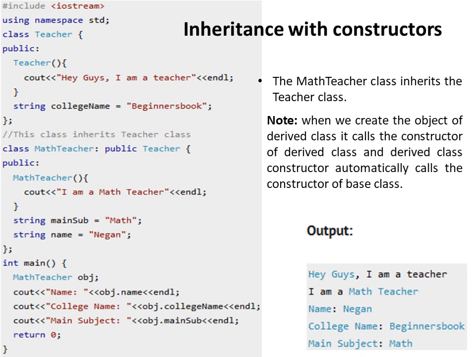We very well know that a constructor is automatically called when we create an object of the class. It is important to note here that when we create the object of the derived class, it calls the constructor of the derived class. And the derived class constructor automatically calls the constructor of the base class. Look at this output, it is clearly illustrated here.